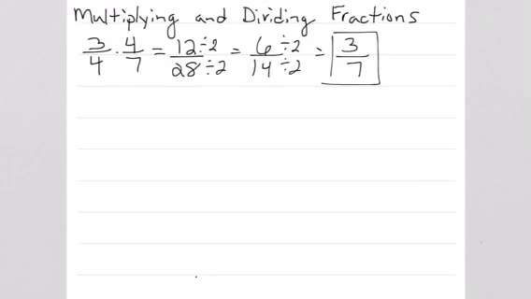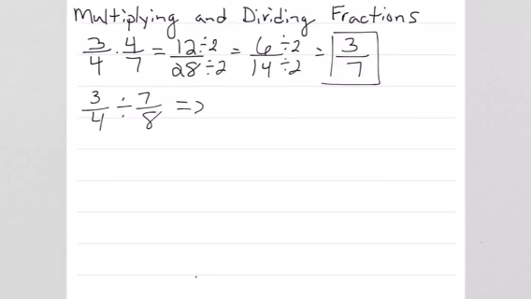All right, and then dividing fractions is very similar to multiplying fractions. So let's say we have 3/4, and we want to divide that by 7/8. Okay, the thing with dividing is we can't just divide these. We have to multiply by the reciprocal. So what that means is we have to keep the first fraction the way it is.